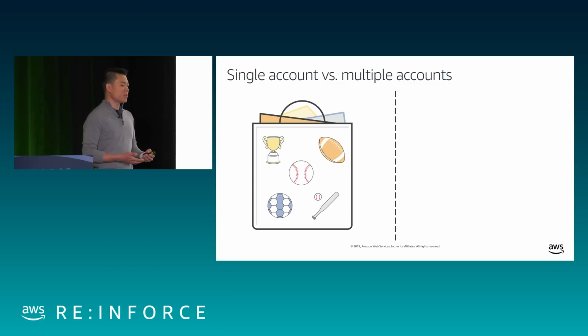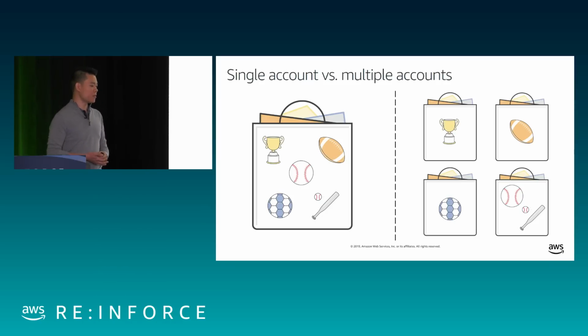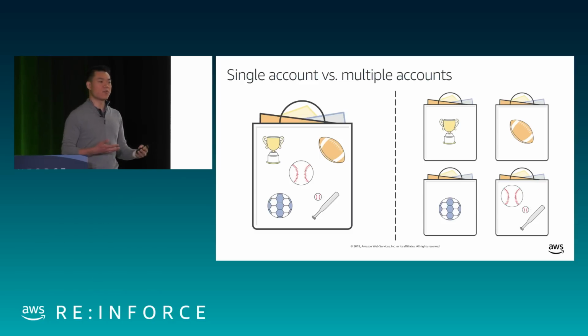A better model is to categorize each of these types of equipment into its own container. And so here on the right side, I now have my trophies in a container, football equipment, baseball and soccer in their own containers. So if I'm looking for my trophies, I can just go straight to the trophy container. And you could think of this the same way with your AWS accounts, in that if you're looking for specific types of resources, they've already been categorized into their own container.